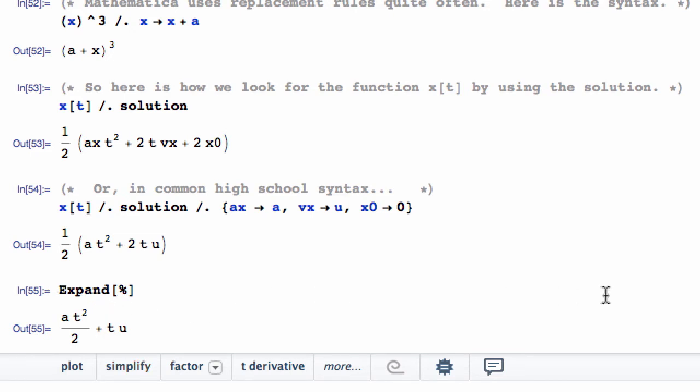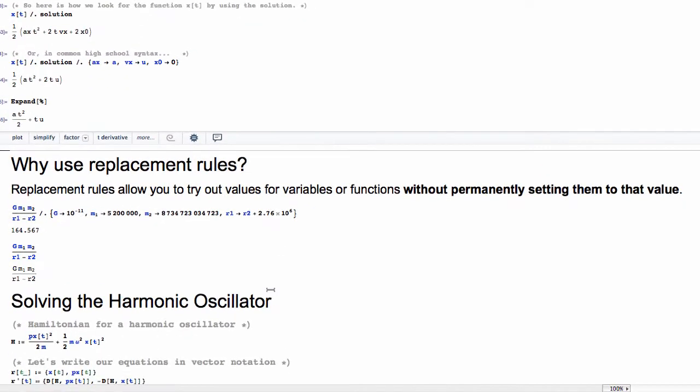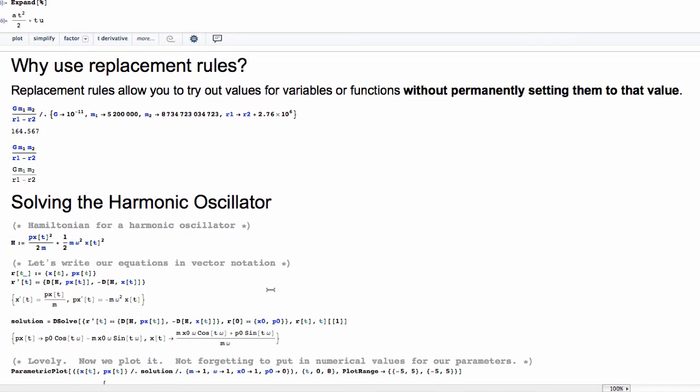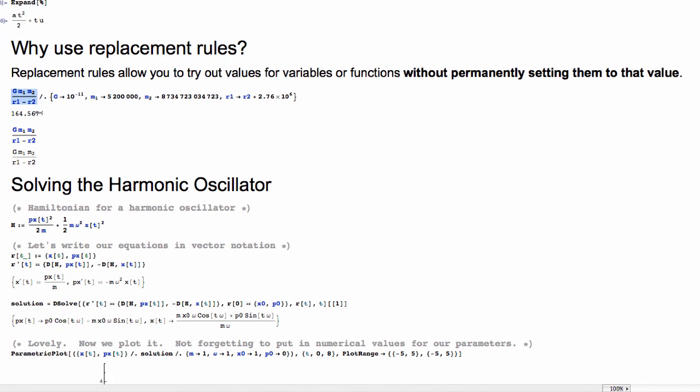So now the key question is, why would you use replacement rules? And the answer is, when you use replacement rules, they don't change all the numbers. This happens time and time again in people's projects, so I really want to emphasize this. When you are doing your algebra, leave your variables as variables. Only put numbers in when you're trying to do numerics.